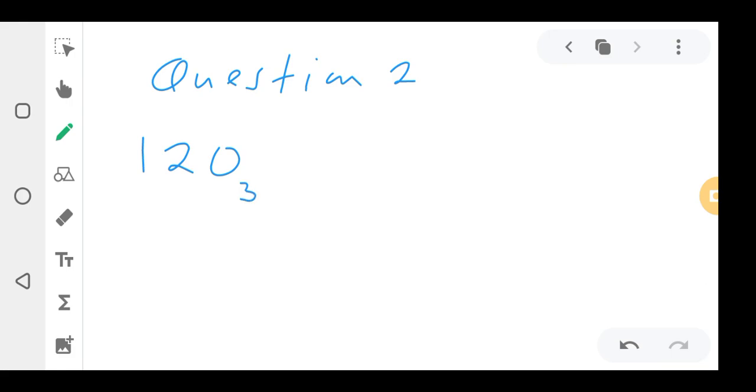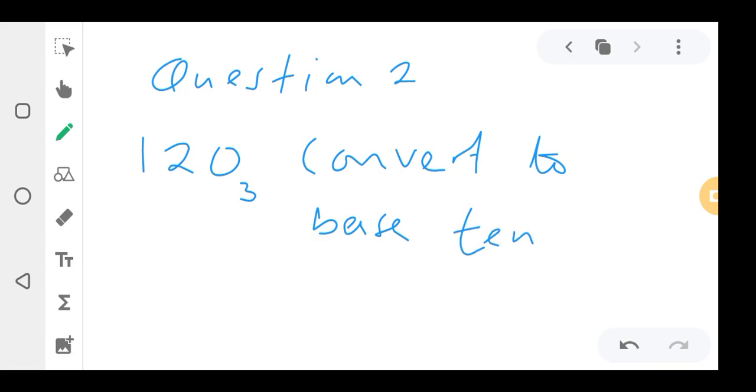So example 2. Question 2. If we say 120 base 3, for example, you convert to base 10. You see? So this is converting any base to base 10, whether it's base 3 to base 10, base 4 to base 10. You are converting any number to base 10.